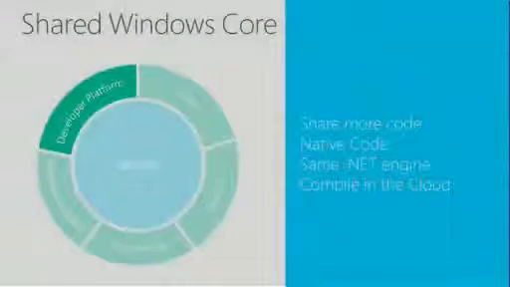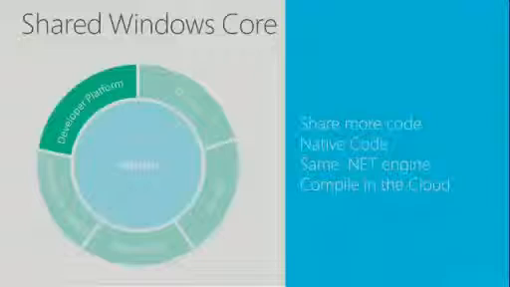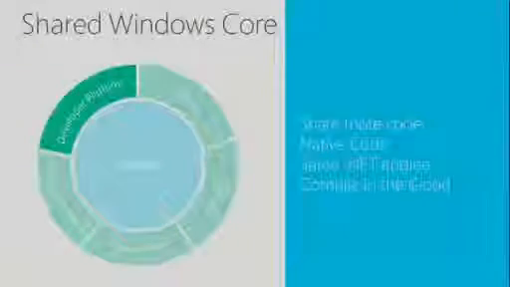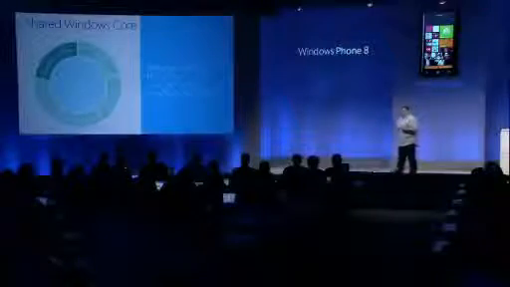Because we share the same building blocks of our developer platform, developers can now share more code between Windows and Windows Phone. This includes native code as well as more .NET code. We now have the same .NET engine that runs on the Windows desktop.